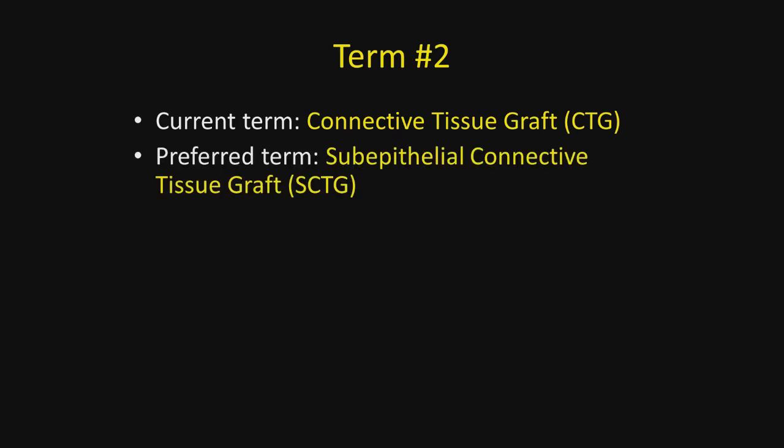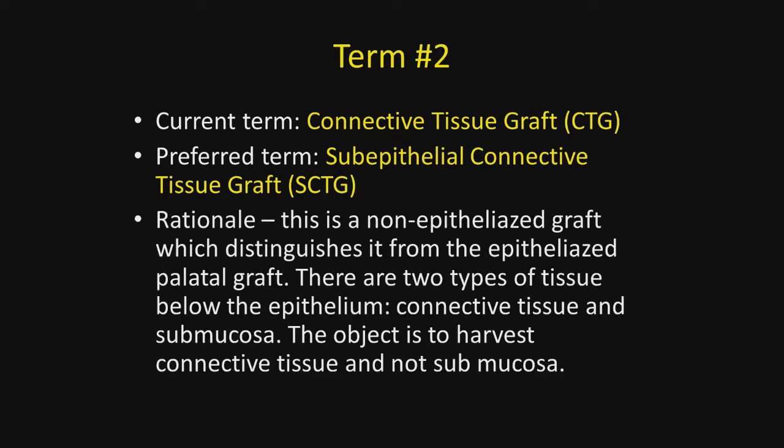Actually, the preferred term in my opinion is a subepithelial connective tissue graft, SCTG. Here's my rationale. This is a non-epithelialized graft, which distinguishes it from the epithelialized palatal graft that we just discussed. Now in the palate, there are two types of tissue below the epithelium, connective tissue and submucosa. The object is to harvest the connective tissue and not the submucosa.